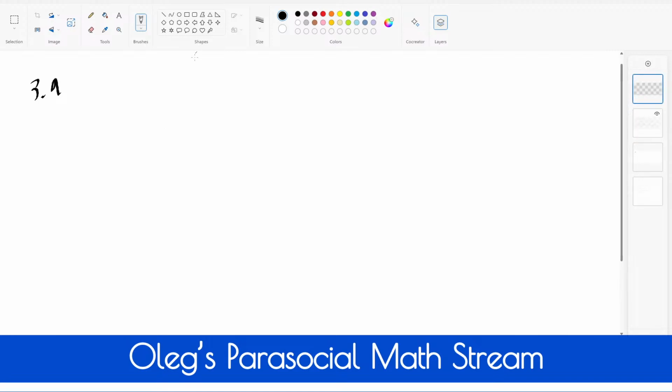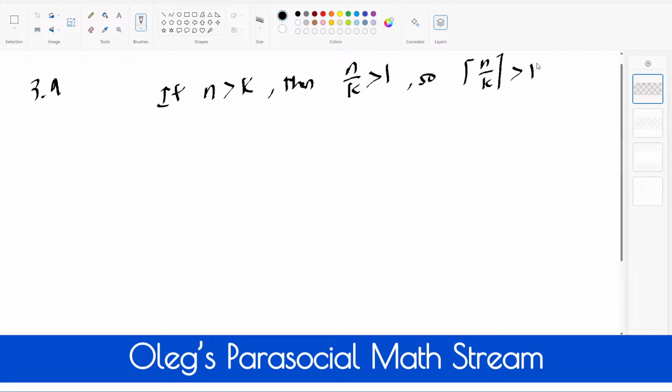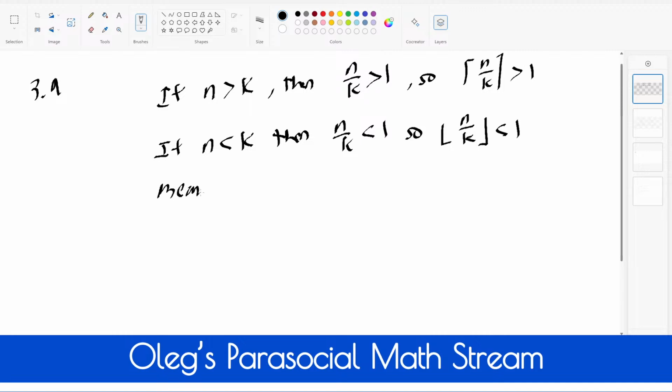Here we go, we're going to continue on now. If n is greater than k, then n divided by k is greater than 1. So the ceiling of n divided by k is greater than 1, which means at least one box has more than one object. And if n is less than k, then n divided by k is less than 1. So the floor of n divided by k is less than 1, meaning at least one box is empty.